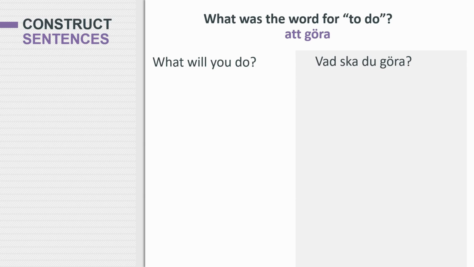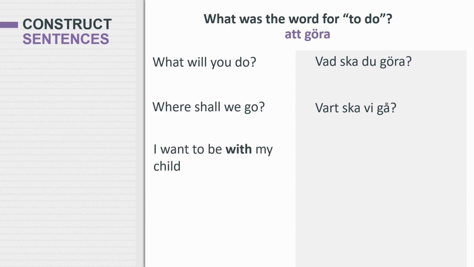To say where shall we go, we need to know how to say where. Do you remember how to say where? Vart. So vart is where. So how would you say where shall we go? Vart ska vi gå? Vart ska vi gå? So att gå is to go.